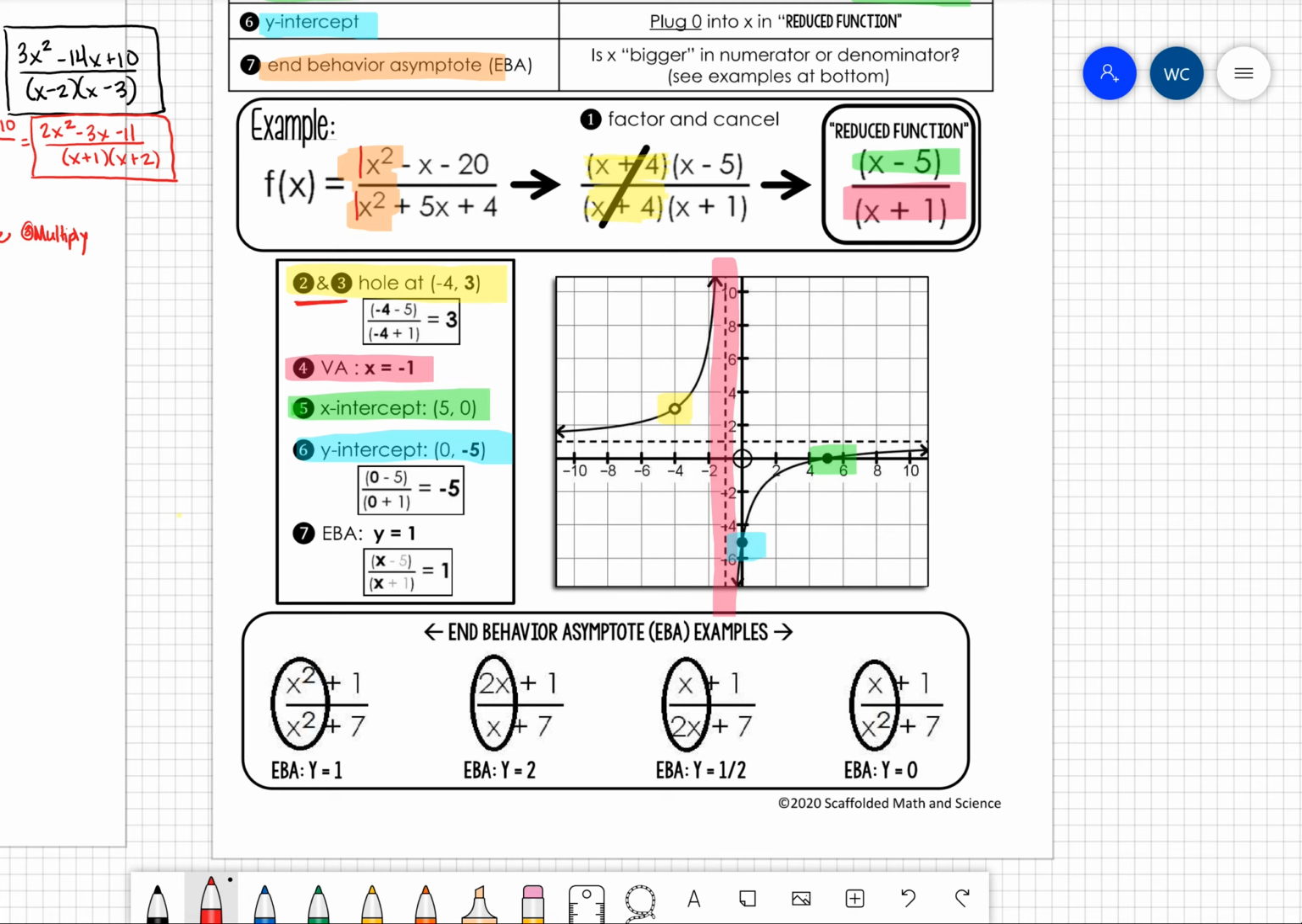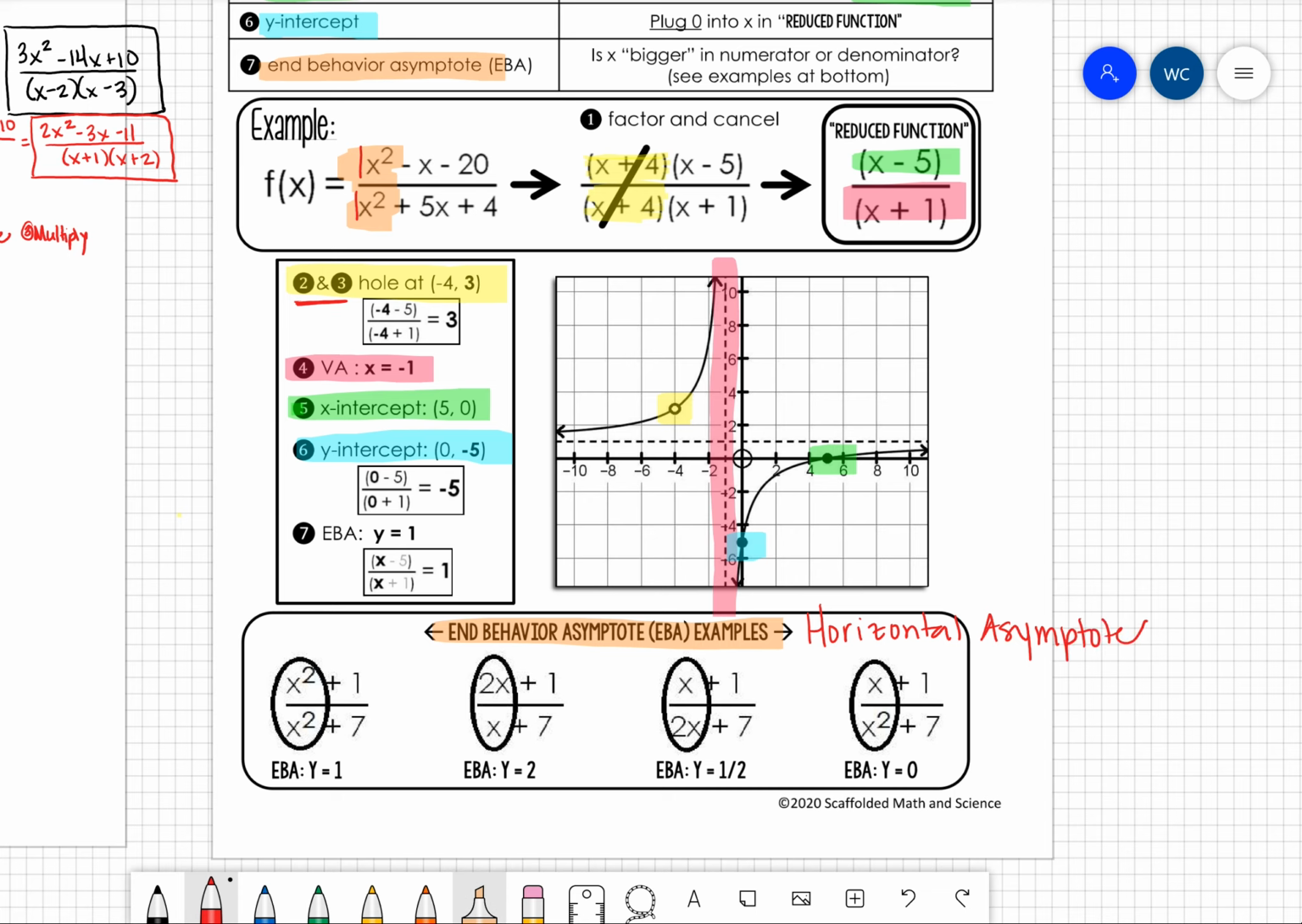So if we take a look at that bottom little chart, you can think of this as the end behavior asymptote, or it's also known as the horizontal asymptote.